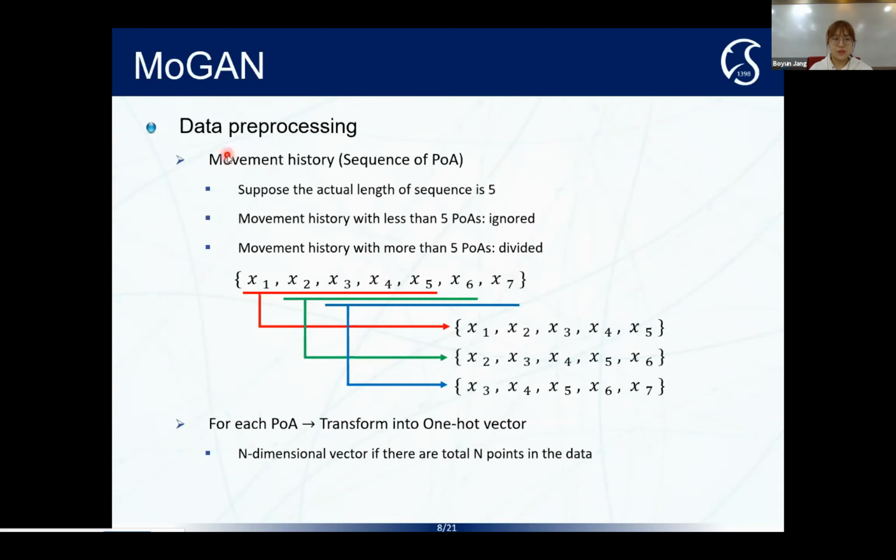First, the length of movement, the number of points in each sequence, should be matched to the same length, but in the raw data, it is different from each other, so we need to match the length. For example, if we decide to use the sequence length, the number of APs for each sequence, as 5, then those with less than 5 points should be ignored, and those with more than 5 points will be divided in this way. Also, because there is no difference in the importance of each point, each point should be transformed into an n-dimensional vector.